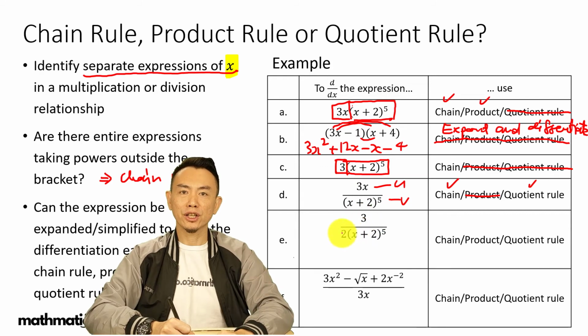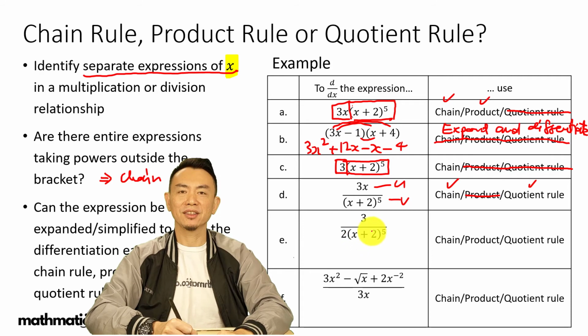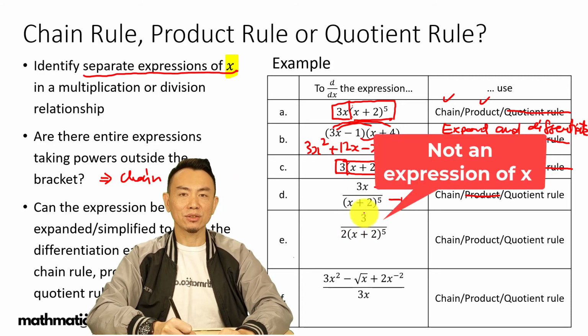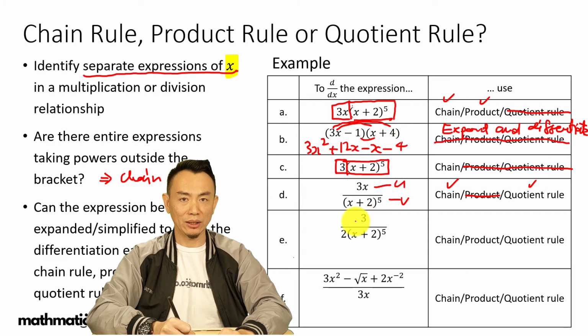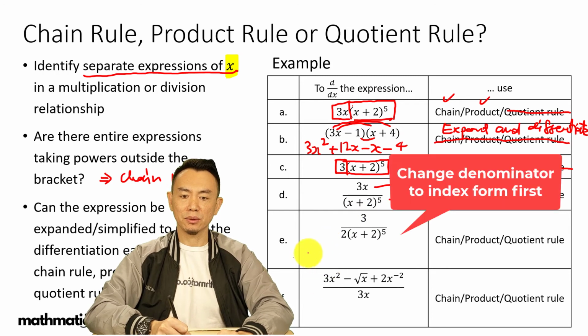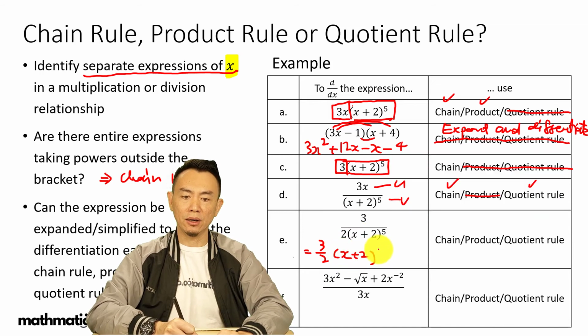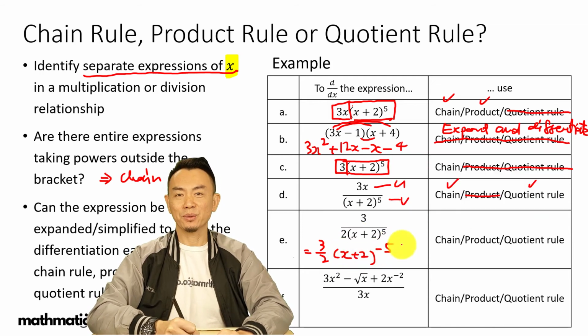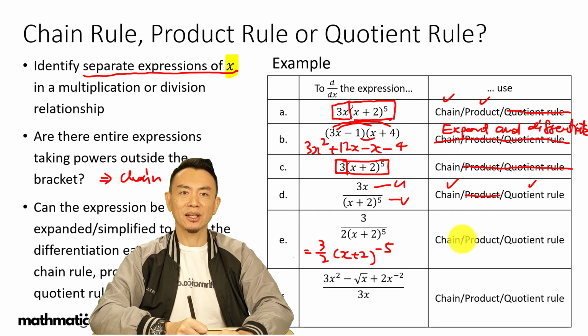Next, we have the differentiation of 3 over 2 bracket (x plus 2) to the power of 5. When we differentiate this, again, the 3 in the numerator is not an expression in terms of x, so we do not use product rule. So what we do is simplify this. We'll say that this is 3 over 2 times (x plus 2) to the power of negative 5. And then we only apply chain rule to it. No product rule, no quotient rule, just chain rule.